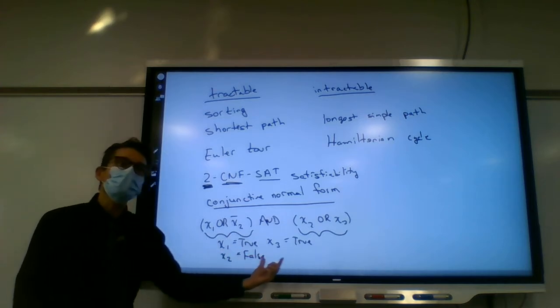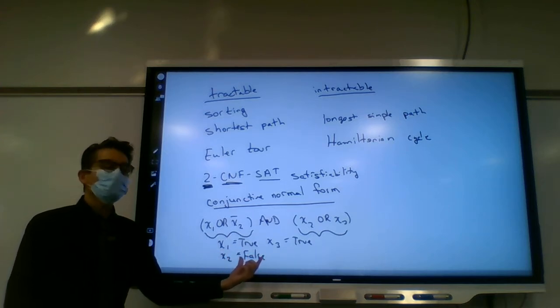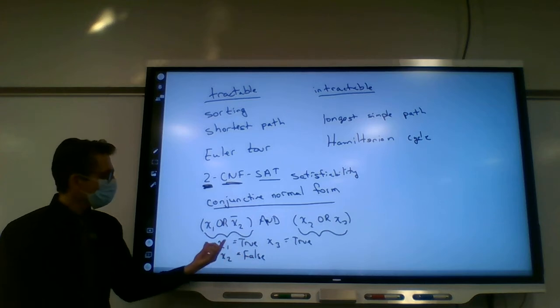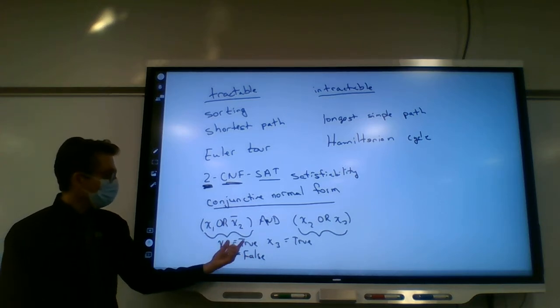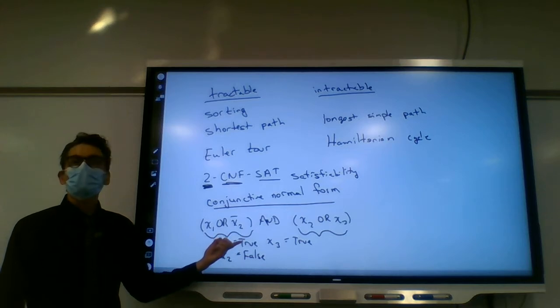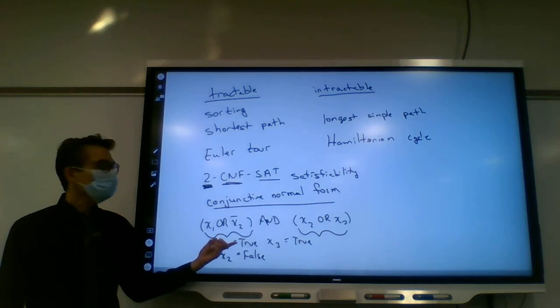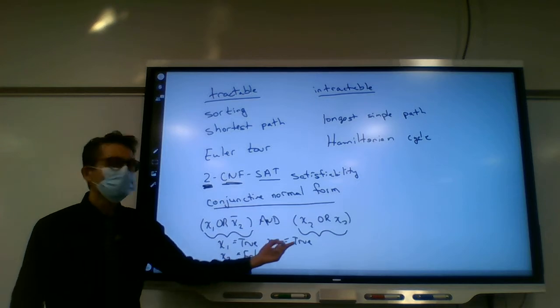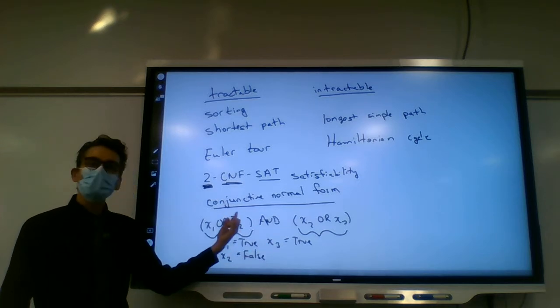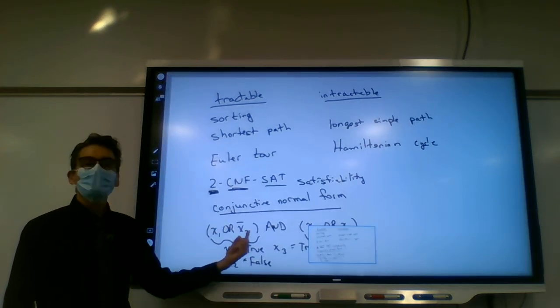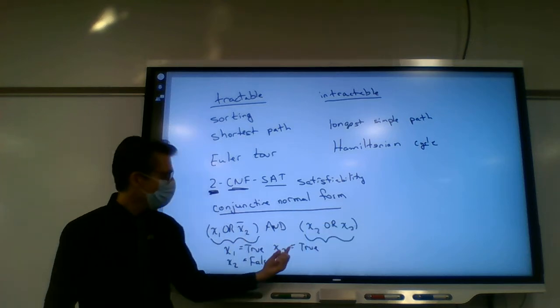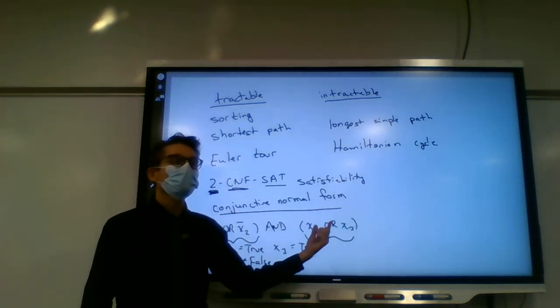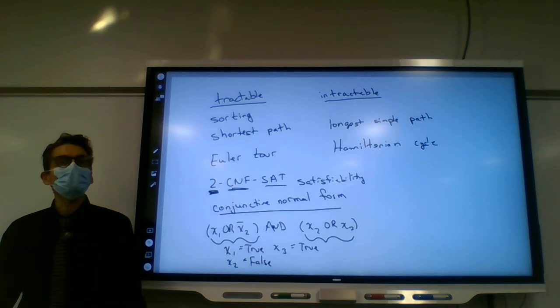Is this the only solution to this particular thing? No. We could have made x1 be false. And what would have happened? Keep these the same. This is still true, so this clause is true. And x3 is still true, so that's still true. So there's more than one solution, possibly, in some cases.